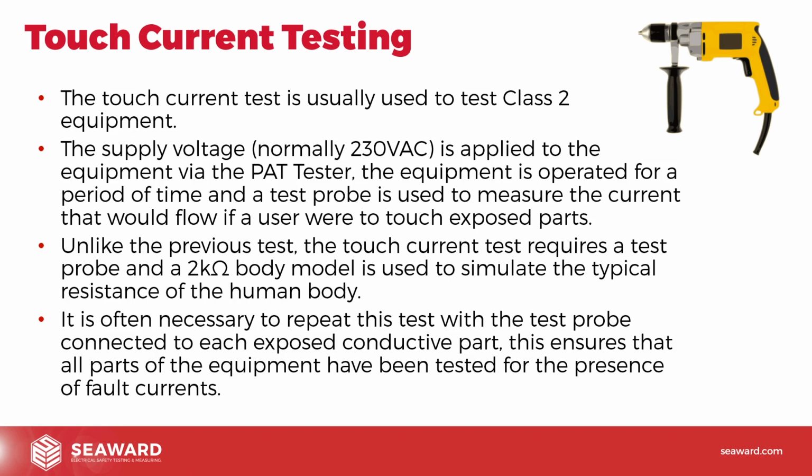So whereas before we were looking at what current would flow down the protective conductor, touch current is saying if I were to touch that bit there, what would flow through me? So unlike the previous test, the touch current test requires a test probe. So we're actually using a test probe. Instead of using your finger, we're using the test probe to simulate if I was to touch that bit, we put the test probe on.